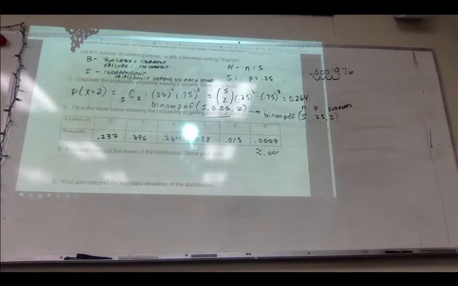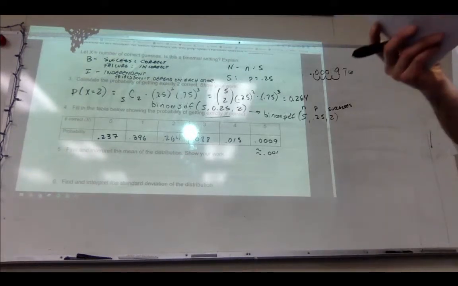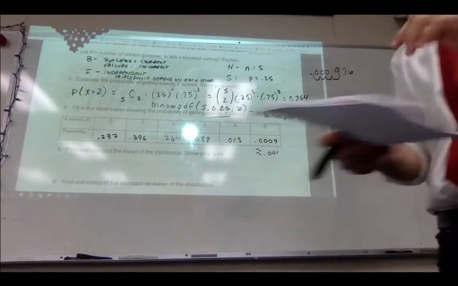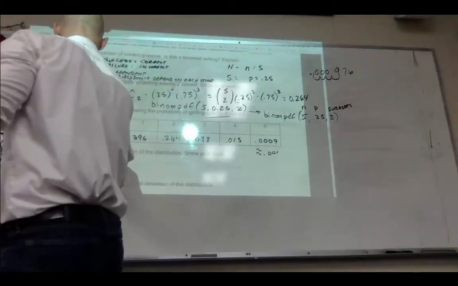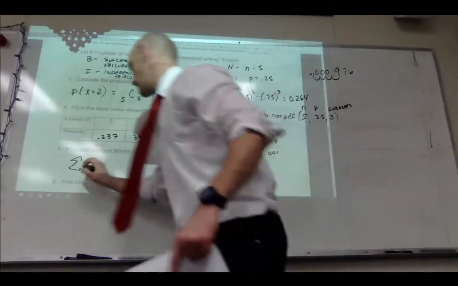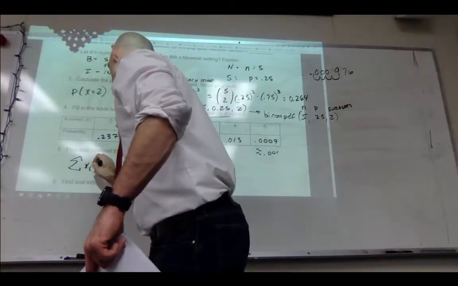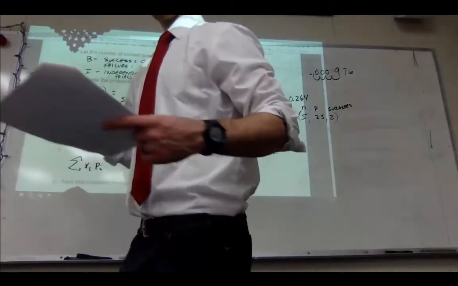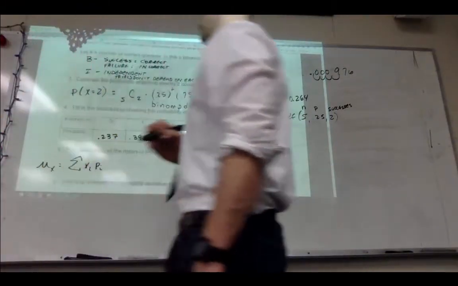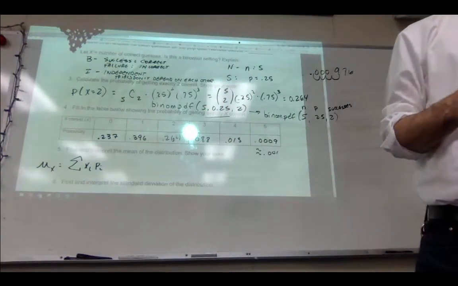So be that as it may, let's find and interpret the mean. What do you think this looks like? This is a review of section 6.1. How do we do it? We're going to find the sum, because really isn't this just a probability distribution? So we're going to find the sum of all of our values times all of our probabilities, and we're going to label that the mean of X. Go ahead and try that.